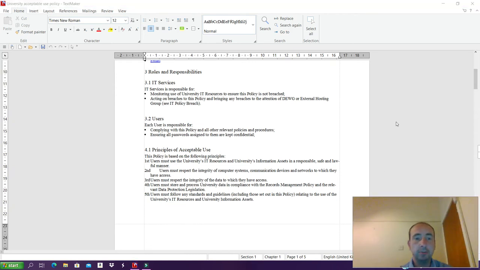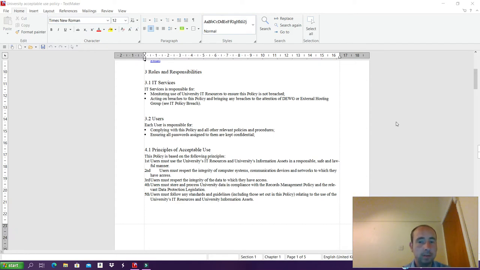3. Roles and responsibilities. 3.1 IT services. IT services is responsible for monitoring use of university IT resources to ensure the policy is not breached, acting on breaches of this policy, and bringing any breaches to the attention of the relevant authority or external hosting group. See IT policy breach. 3.2 Each user is responsible for complying with the policy and all other relevant policies and procedures, ensuring all passwords assigned to them are kept confidential.